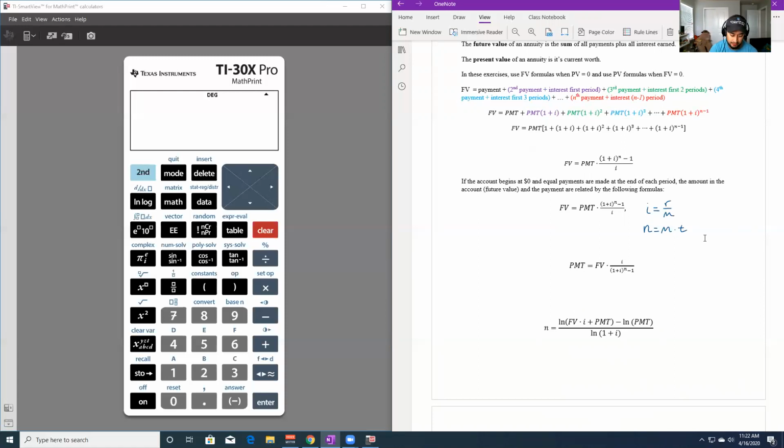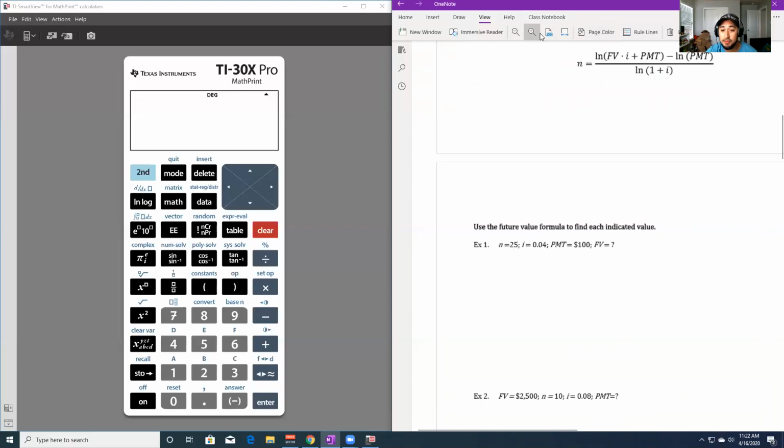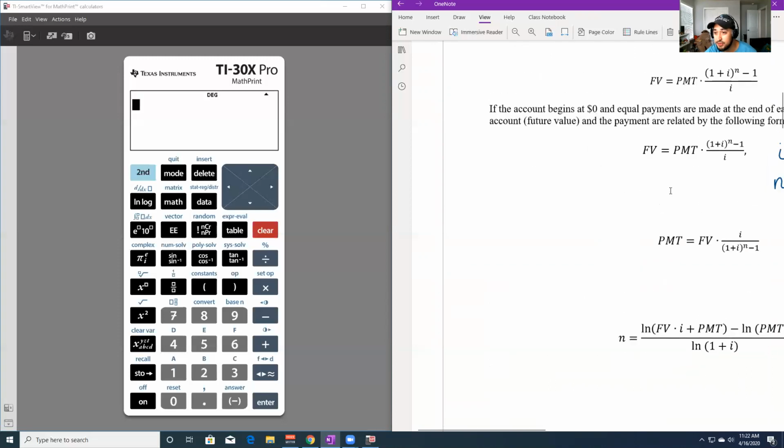Okay, perfect. So the next three examples are going to be working with these formulas. They're going to give us the pieces, so we want to find the appropriate formula. Okay. So example 1, let me zoom in a bit. How's that? Example 1, they give us that N is 25, I is 0.04, payment's 100. What is the future value? This means we will be using the very first formula there. Future value equals payment times 1 plus I to the n minus 1 over I.